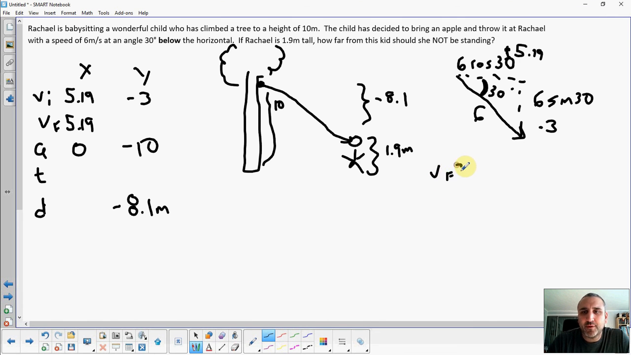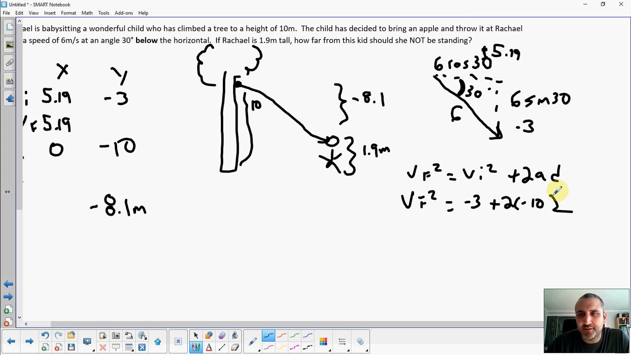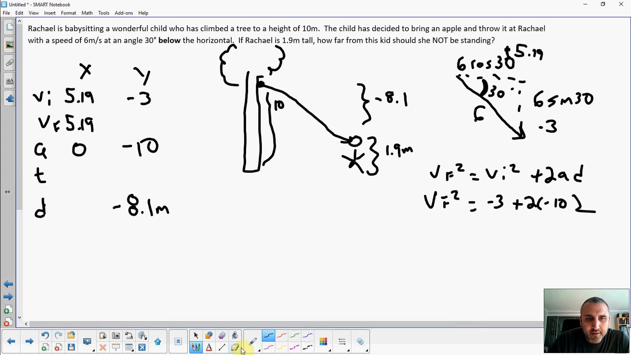So Vf squared equals Vi squared plus 2AD. Vf squared, we don't know. Vi squared is negative 3 squared plus 2 times negative 10 times the displacement. But we already know the displacement. Negative 10 times the displacement, which is negative 8.1.